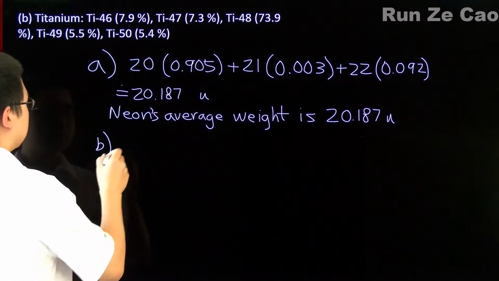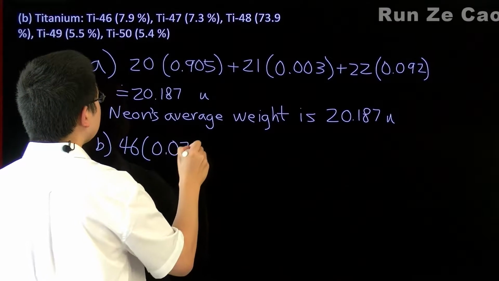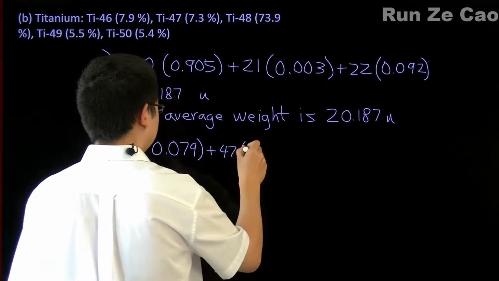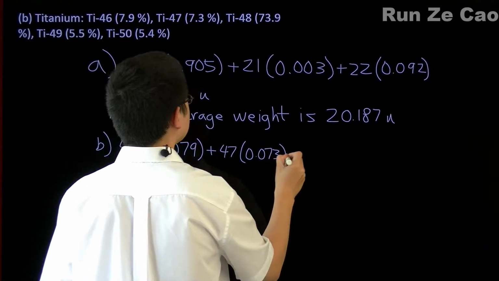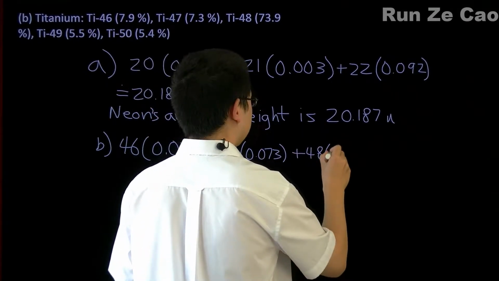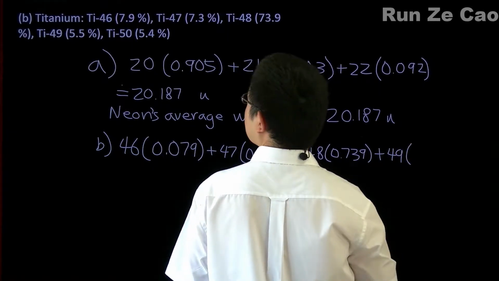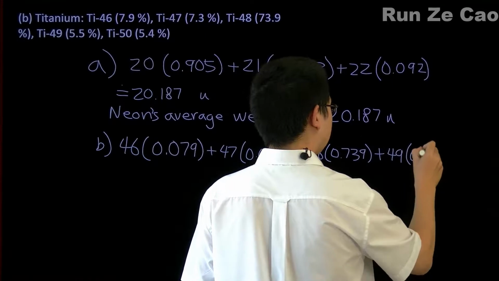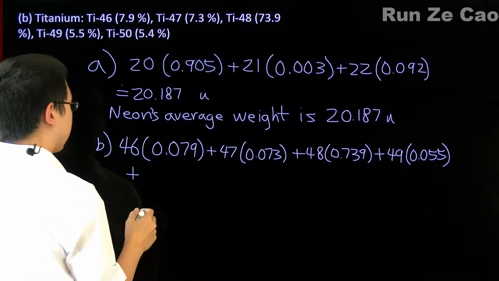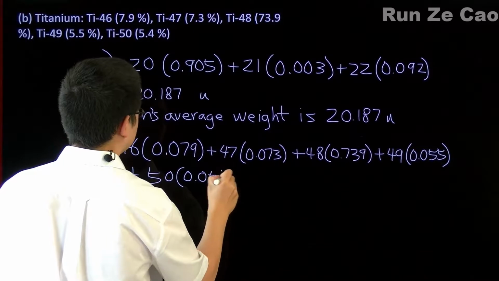So for titanium, we have 46, 7.9%. That is 0.079 plus 47, 7.3% is 0.073 plus 48, 73.9% is 0.739, and 49 times 5.5%, 0.055, plus what? Oh, 50 times 5.4%, 50, and then 0.054.